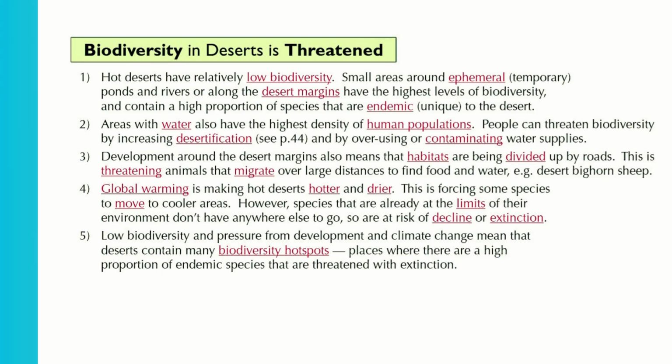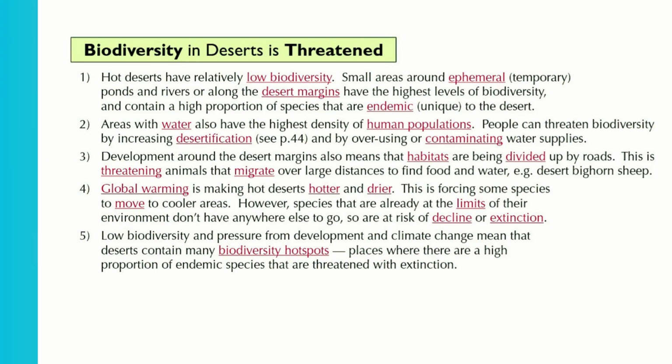People can threaten biodiversity by increasing desertification and by overusing or contaminating water supplies. Development around the desert margins also means that habitats are being divided up by roads. This is threatening animals that migrate over large distances to find food and water. For example, desert bighorn sheep.